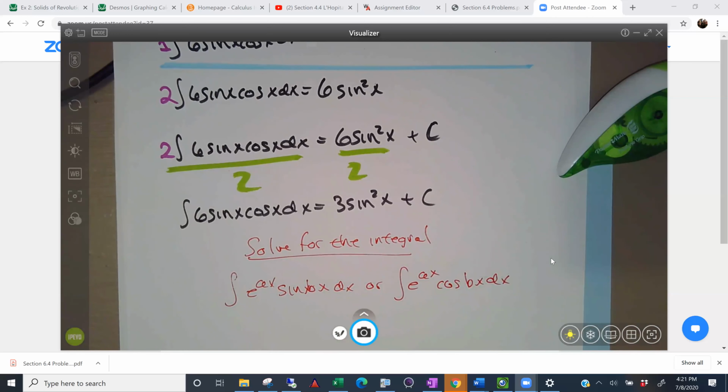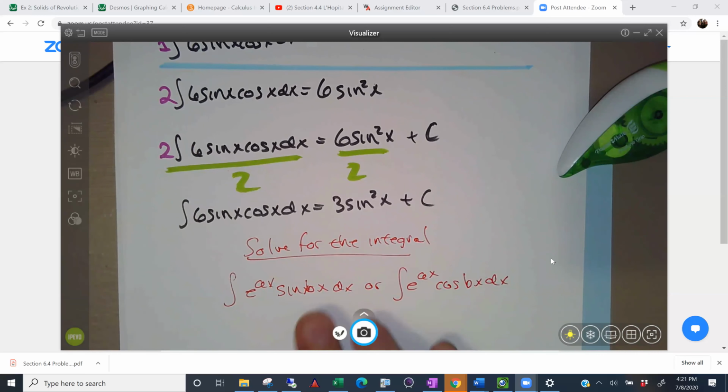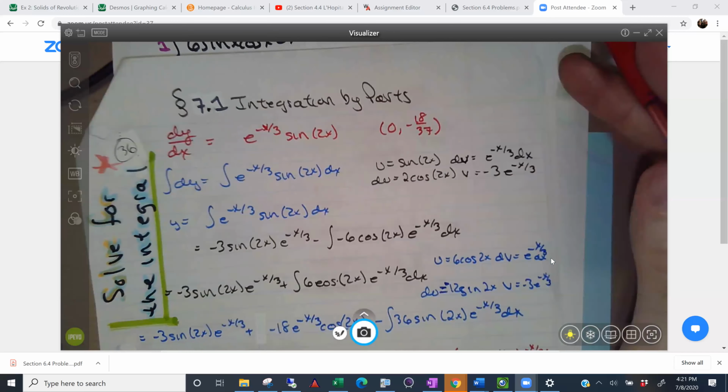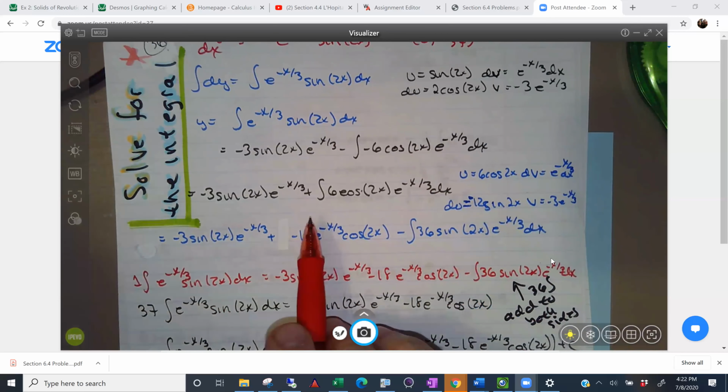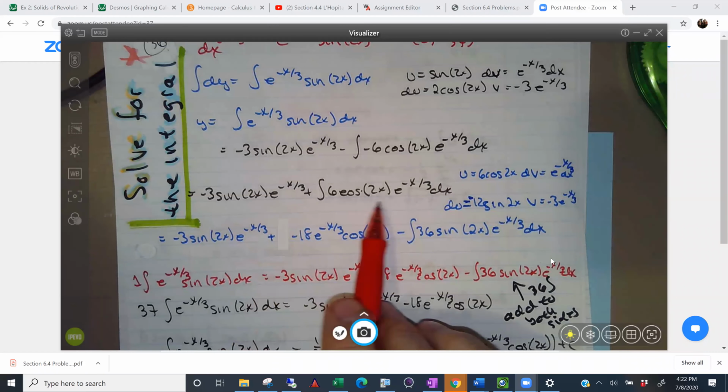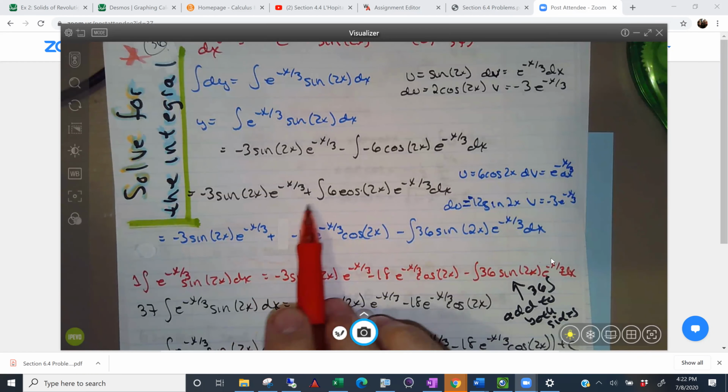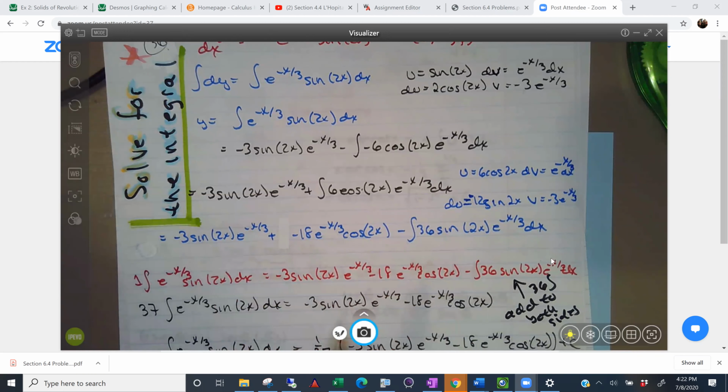And I'll put another example like these into the notes. So it's kind of here. It does get a little bit long. The big thing in working with these things is you've got to take care to distribute your negative signs.